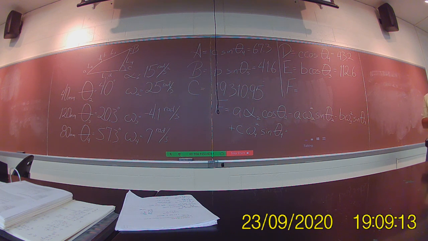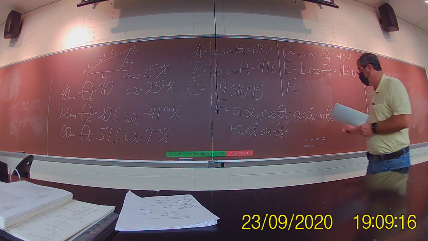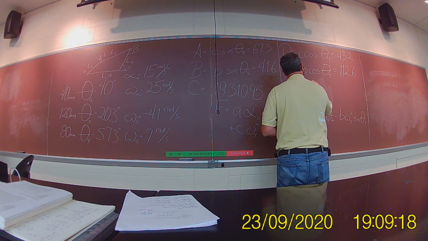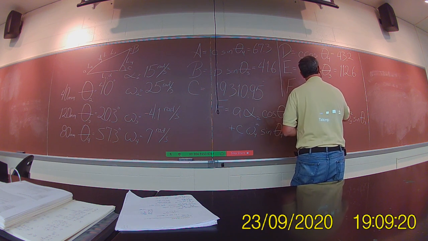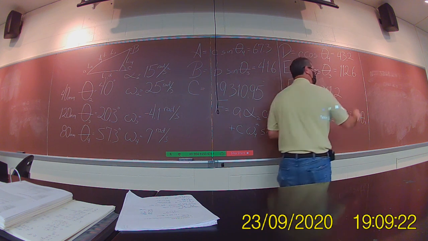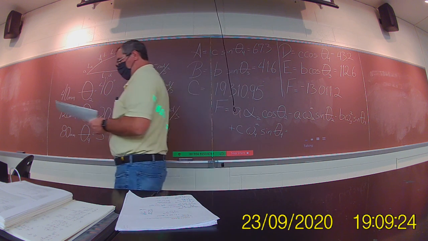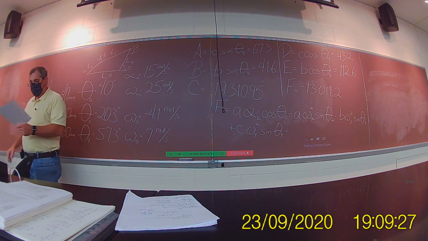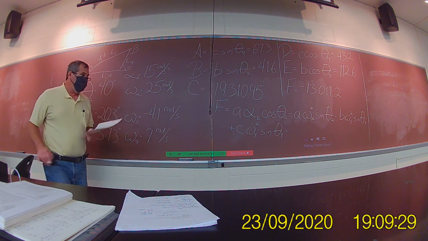Negative 13,011? Yes. So F is negative 13,011.2, roughly speaking.